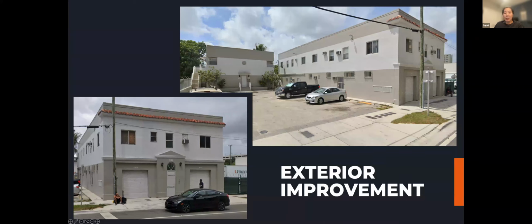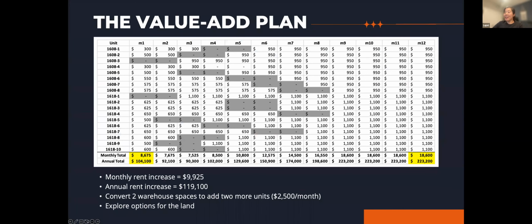Here are some pictures of the exterior renovation we did. So it looks a lot fresher and brighter than before. And here I want to show you some numbers because it's very interesting. If you look at it, in month one, people are renting at $300. $300 was maybe a rent in the 1990s, or I don't know. Miami at the time, the market rent is about 1,000, right? So this is between 300 and 600.